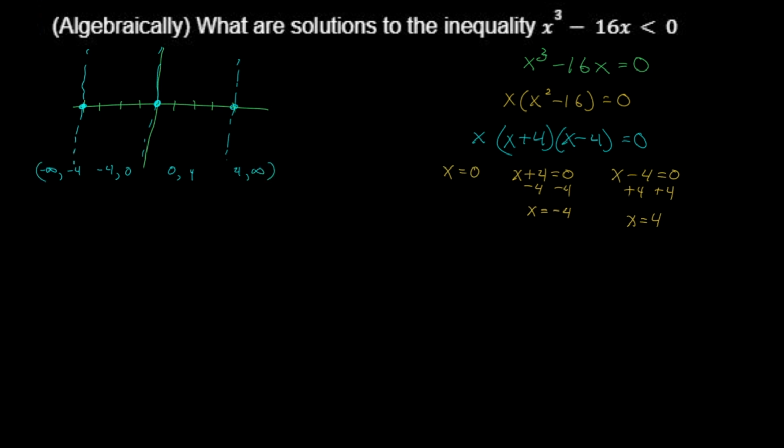Parentheses with the infinities, and again, just like when we did it graphically, because this is the less than sign, we will be using parentheses for all the other ones. If it was less than or equal to, we would use the square brackets instead.